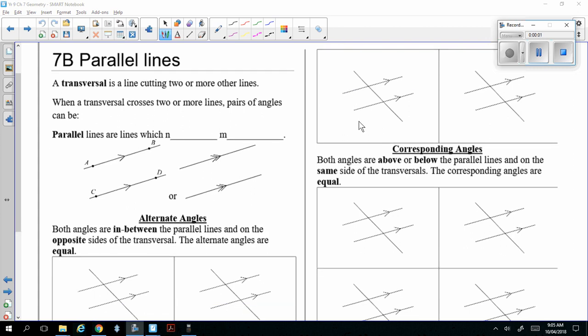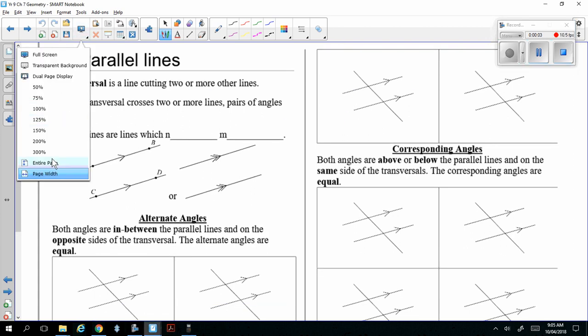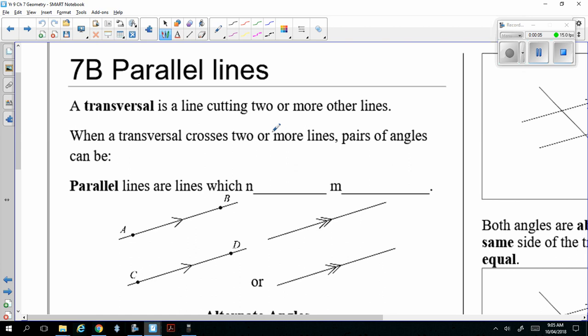What are parallel lines? Before we look at parallel lines, we need to look at a word called transversal, which is often associated with the word parallel lines. What is a transversal? It's a line that cuts two or more other lines. So what is a transversal? Just a line that cuts two or more other lines.